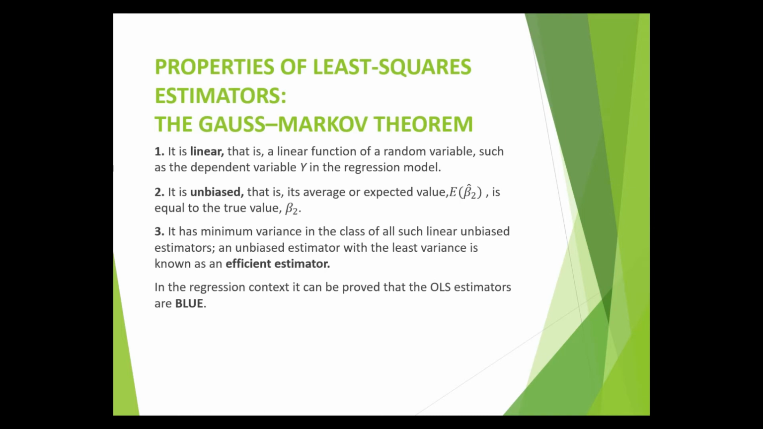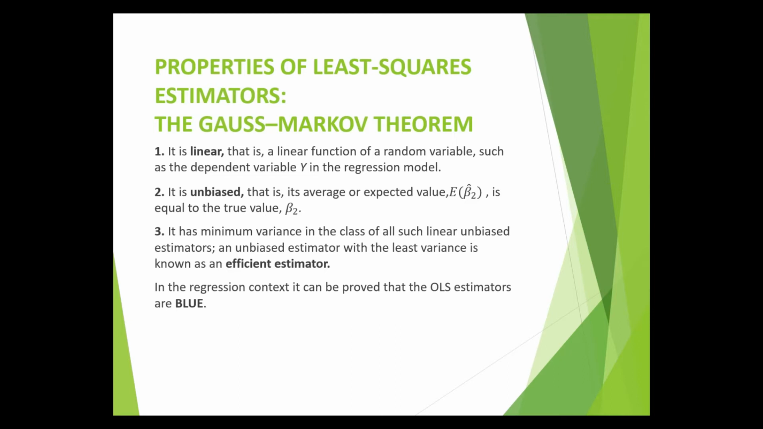Unbiased means that when the true parameter becomes the same as the estimated parameter, that is called an unbiased parameter. And we hope that in all the linear OLS estimates, most of them are unbiased. Their estimated value is said to be equal to the true value of the parameter. So this is called unbiasedness.